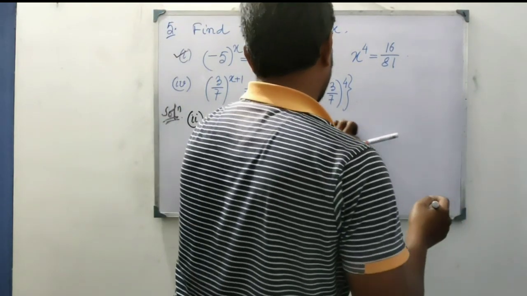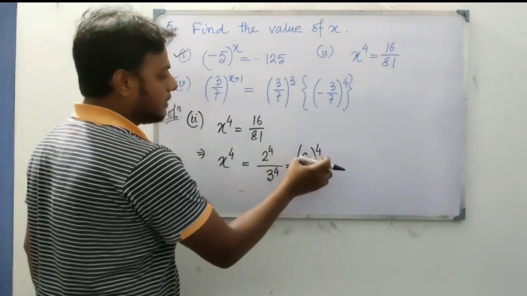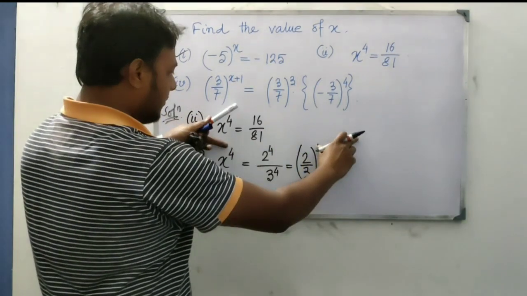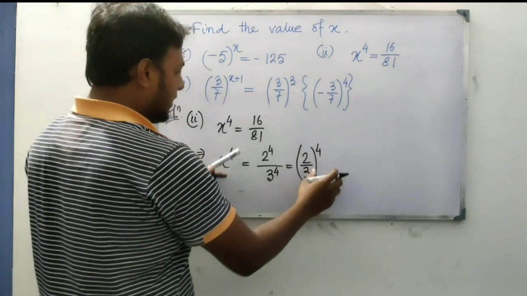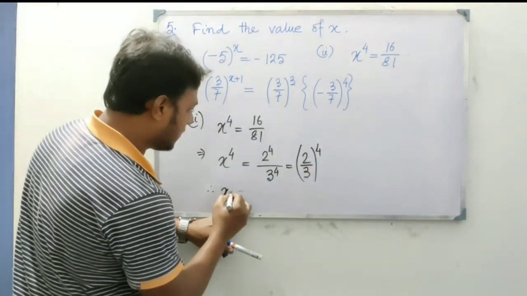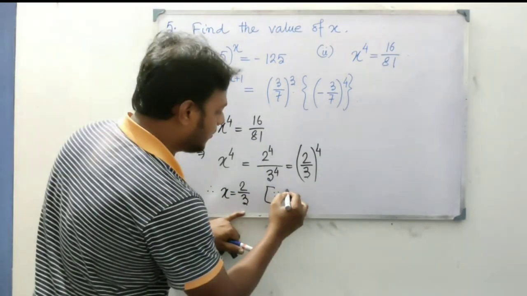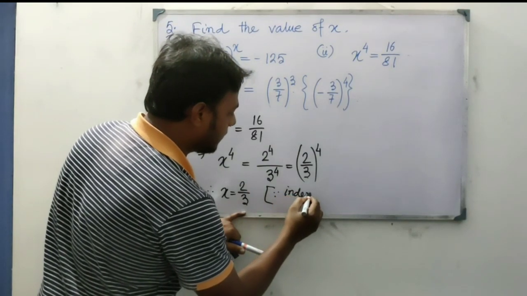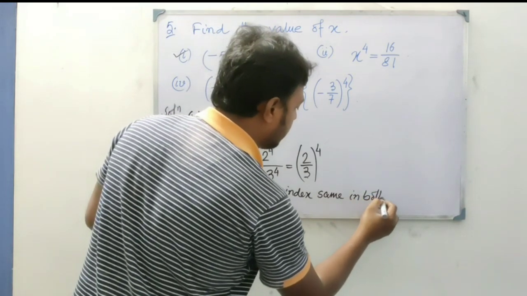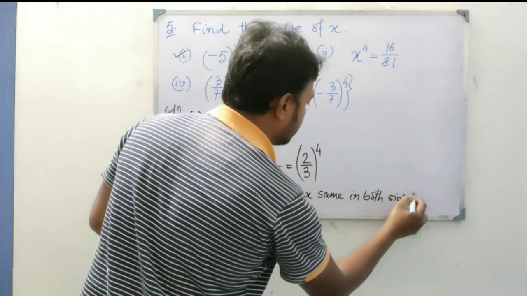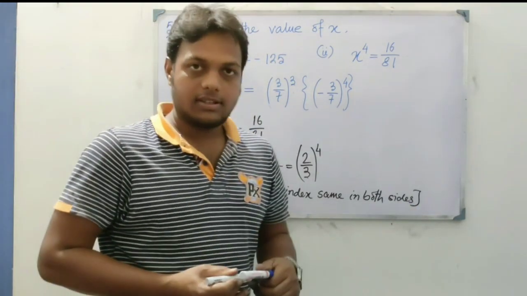Now we get x to the power 4 equals (2 by 3) whole to the power 4. Since the power and power are the same, we can conclude about their bases. Their bases must be equal. Therefore, x must be 2 by 3. And the reason is that the index is the same on both sides. So this completes the second solution. Hope you understand this.